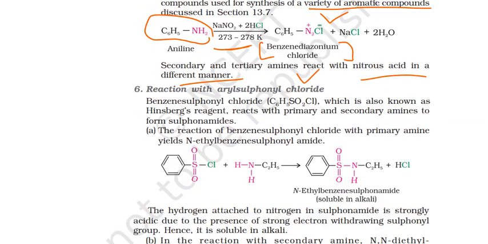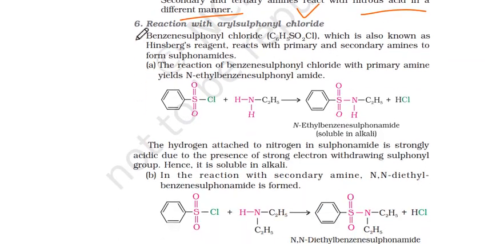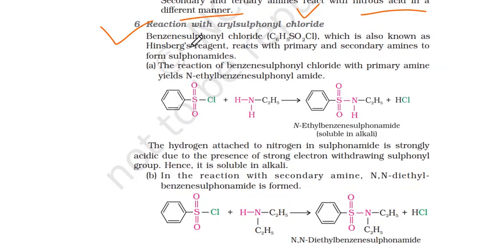Alright, reaction with aryl sulfonyl chloride. Benzene sulfonyl chloride, C6H5SO2Cl, this is basically sulfonyl chloride of benzene, is also known as Hinsberg's reagent, very important. Reacts with the primary and secondary amines to form sulfonamides. So if you want to get sulfonamide, you'll react with the primary and secondary amines like this, okay? You are given a primary amine over here and you'll get benzene sulfonamide. Alright, which is soluble in base.